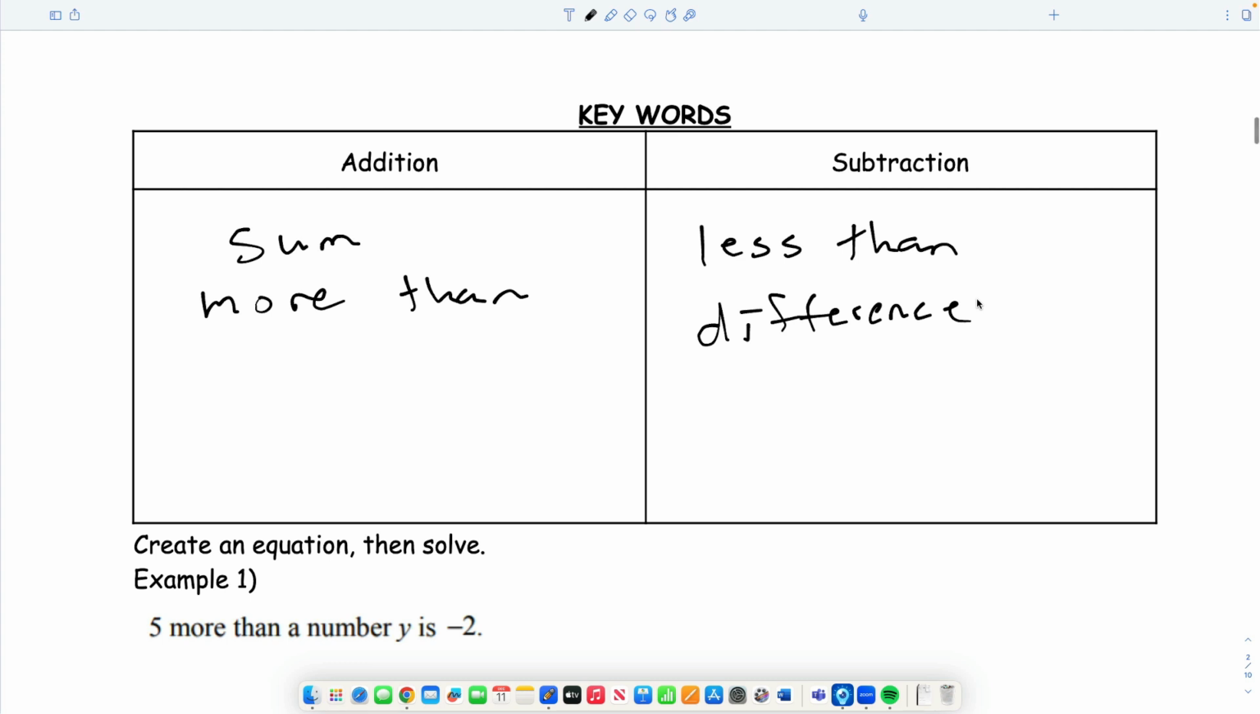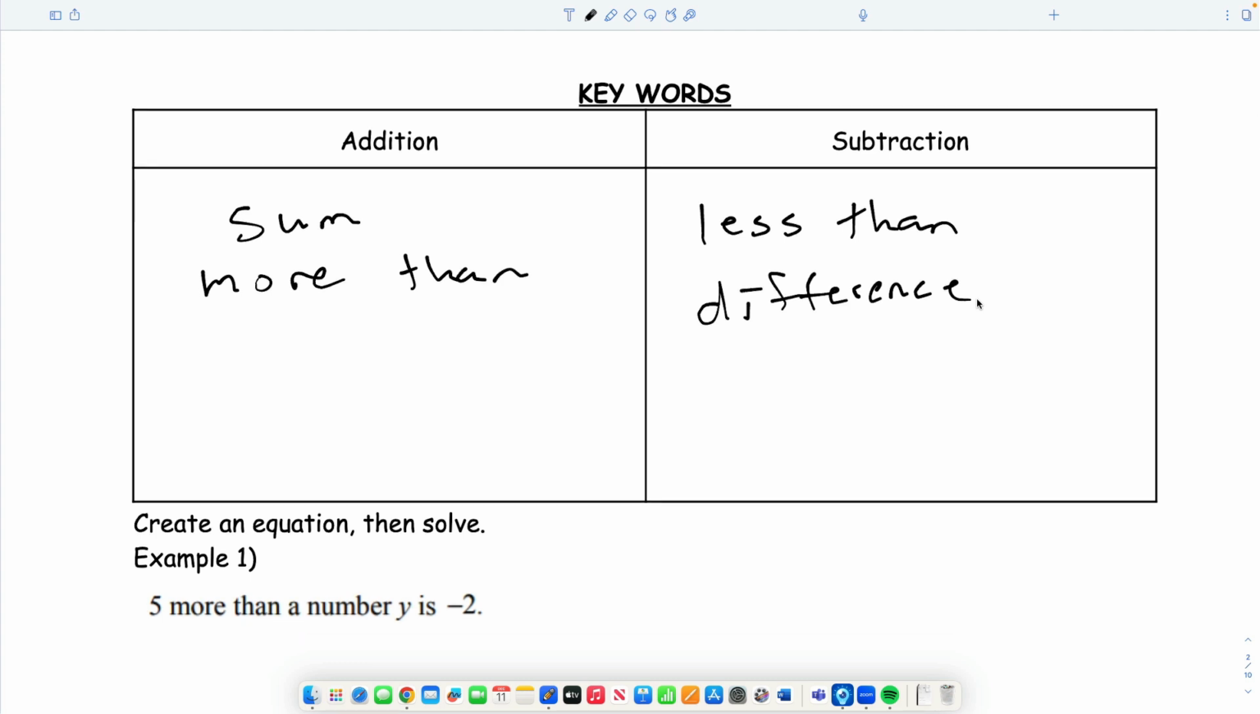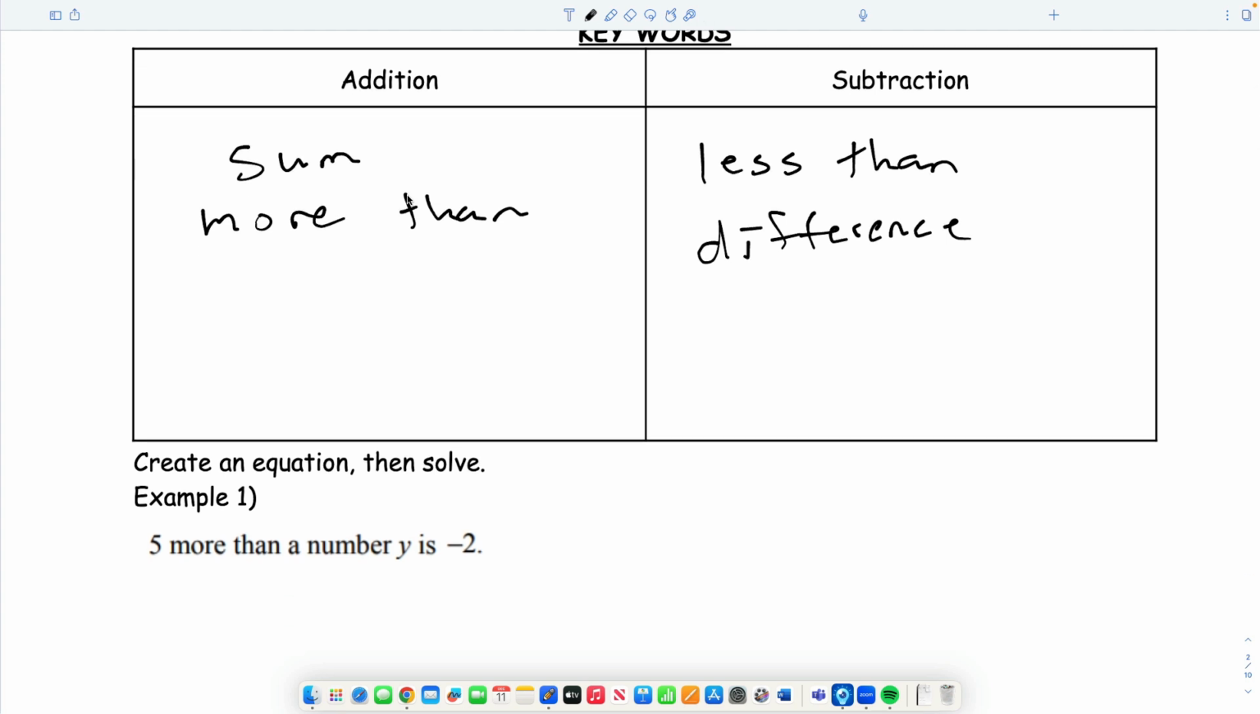Aiden, read example 1, and we'll chat. 5 more than a number y is -2. Look for a keyword in there that would mean add or subtract and chat with your partner. 7 seconds, what does it mean? Go. Technically it is more than. More. Perfect. 5, 4, 3, 2, 1.